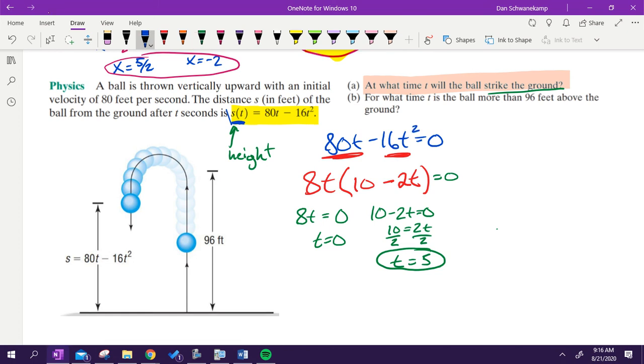The second one says, for what time is the ball more than 96 feet off the ground? So a little bit strange. But at what time are we more than 96 feet off the ground? So this is my height equation.